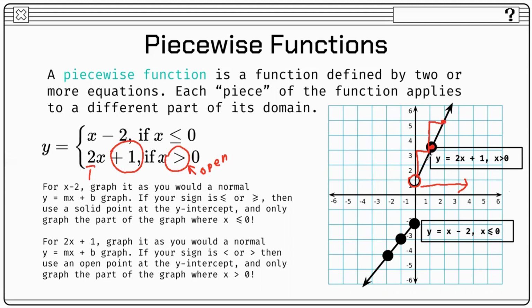Again, you only need a minimum of 2 points, and once you've plotted all your points, go ahead and connect them with a line. And this is how your final piecewise function would look.